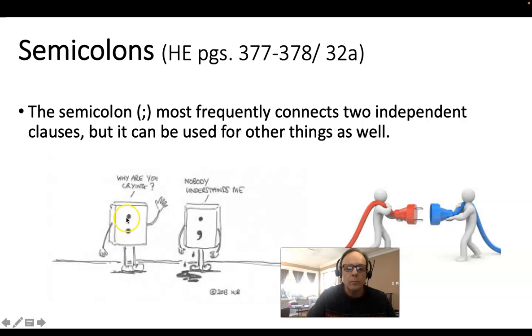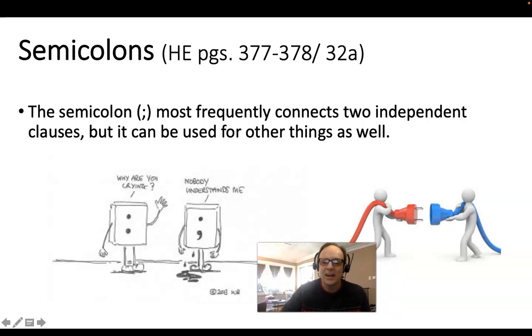So, a colon says to a semicolon, "Why are you crying?" And the semicolon says, "Nobody understands me." Okay, so that's sort of like a dad joke, I guess, for colons and semicolons. But colons and semicolons are punctuation marks that are often confused. So we are going to talk about those.